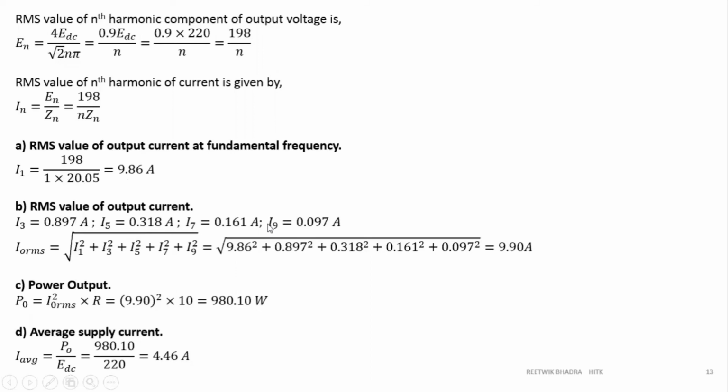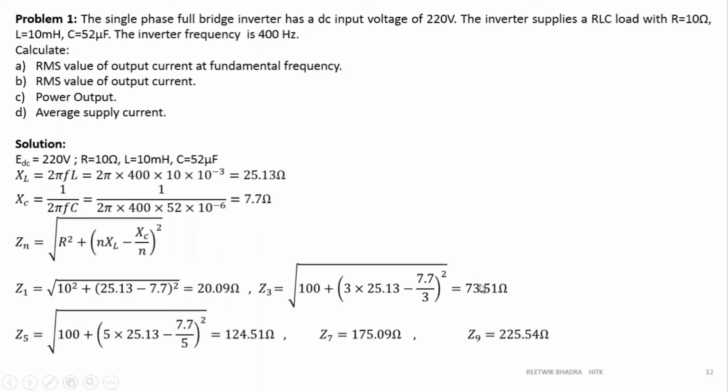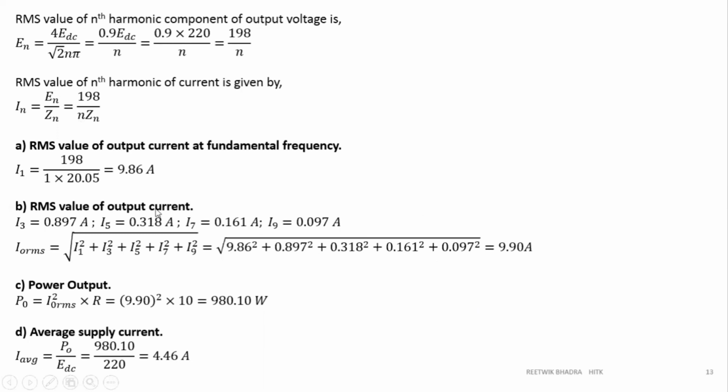I have not shown the calculation. Hopefully you will find out these values. If you have any doubt, you can stop me and ask me. The only difference is that 198 divided by N will be replaced by 3 in case of I3, and Zn will be Z3, which is nothing but 73.51. So 198 by 3 into 73.51 will give you 0.897.